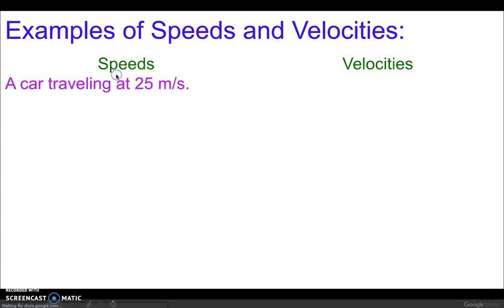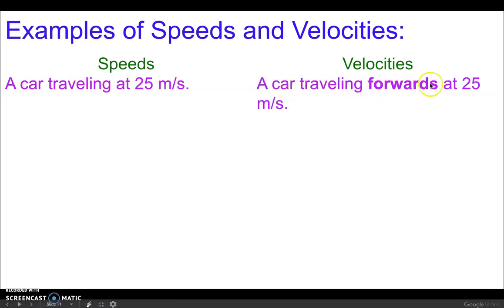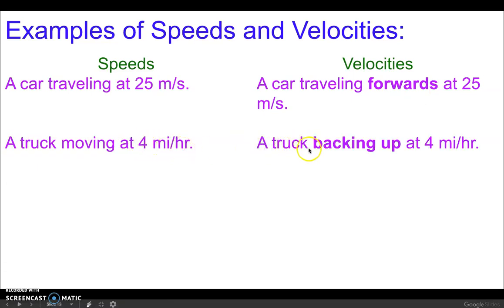An example of a speed would be a car traveling at 25 meters per second. Pretty straightforward. A velocity, however, would be a car traveling forwards at 25 meters per second. Forwards being the direction, right? So in order to be a velocity, you have to include direction. A truck moving at 4 miles per hour, that would be a speed. A truck backing up at 4 miles per hour, that would be a velocity. Right? Backing up is the direction.